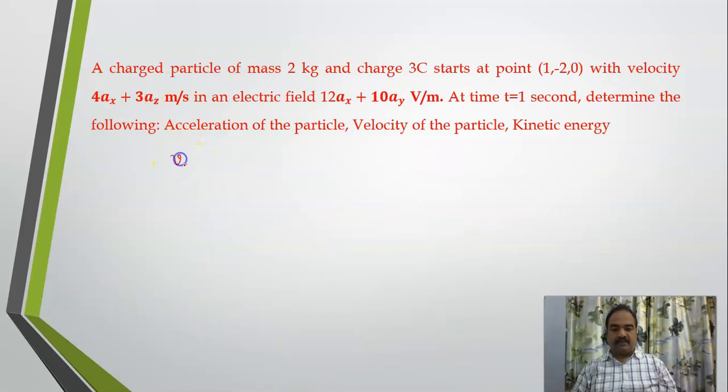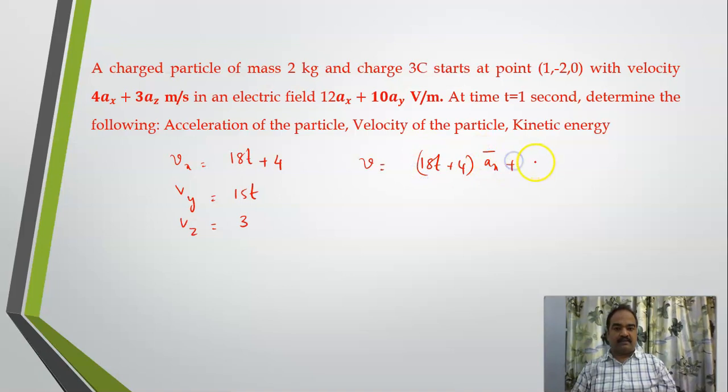So what I'll get now, vx is equal to 18t plus 4, and vy will be 15t and vz will be just 3. See. So now what is my v vector now? It is (18t plus 4) ax bar plus 15t ay bar plus 3 az bar. This is meters per second.